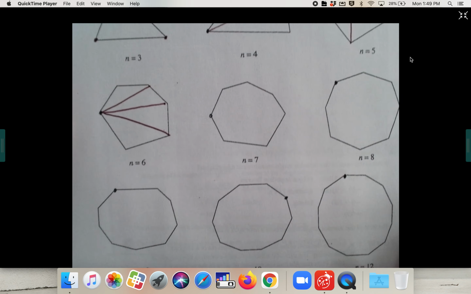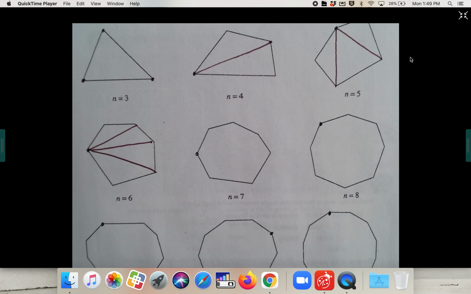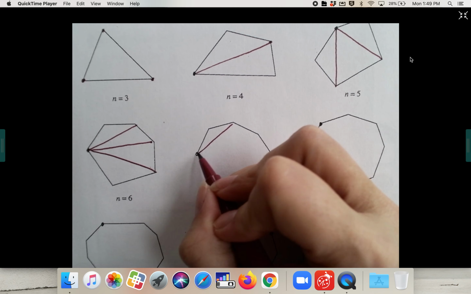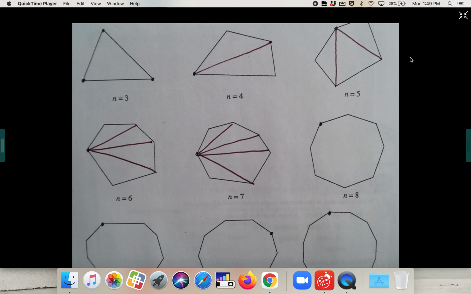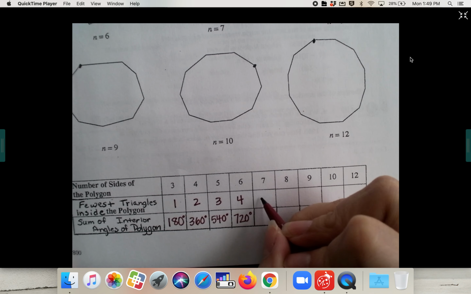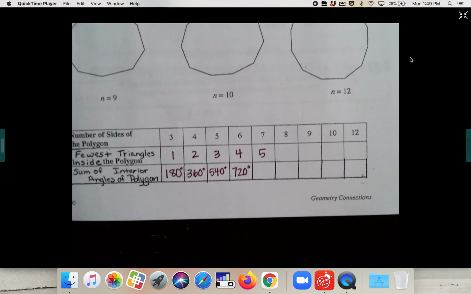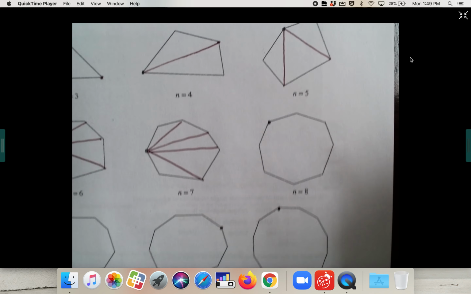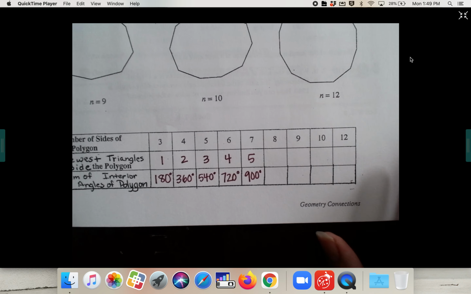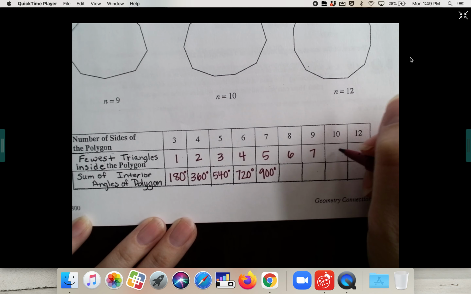Let's keep going, or you can push pause on the video and try the rest yourself until we get done with this chart. I'm going to go a little bit faster. I know that this is going to be 1, 2, 3, 4, 5. And another 180 added to my 720 is 900. I'm going to stop drawing in triangles, and I'm just going to continue this table because it is a pattern. 1, 2, 3, 4, 5, 6, 7, 8.